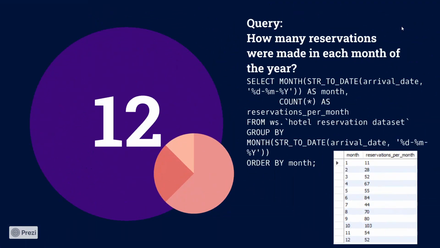In my 12th query, how many reservations were made in each month of the year? I again converted the arrival date column into the date format, in which I only needed the month entry as month, and the count of all the columns from my dataset. It was grouped by the date column and ordered by month.